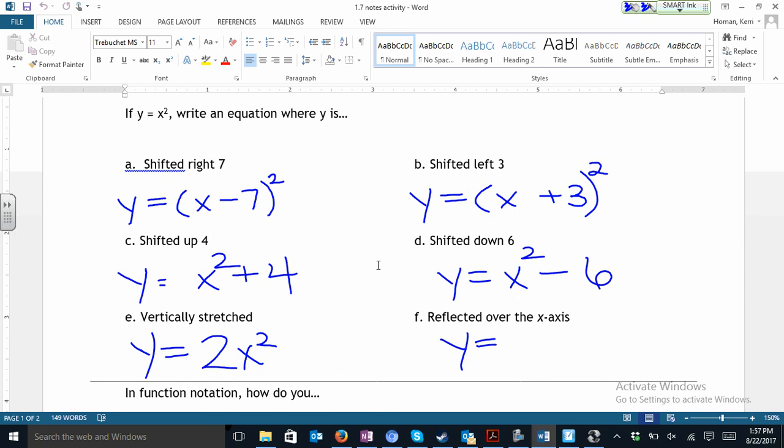Someone besides Sully. We have y equals negative x squared. Negative x squared. Very good.